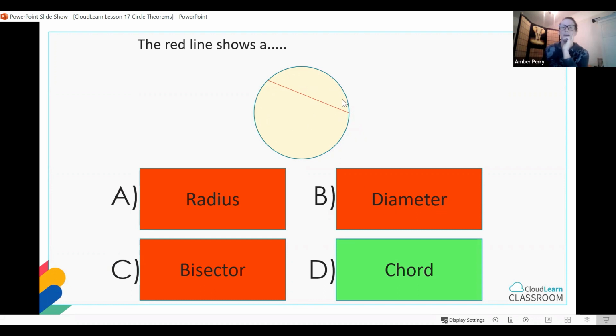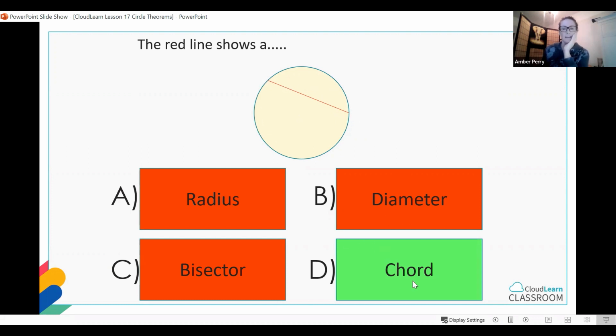The diameter, which does go through the center, is technically also a chord, okay, because it goes from circumference to circumference. So it is technically a chord, but we don't tend to call it the chord because it's got a special name because it goes through the center, so it's a diameter. But a chord is basically just any straight line that does that. Okay.